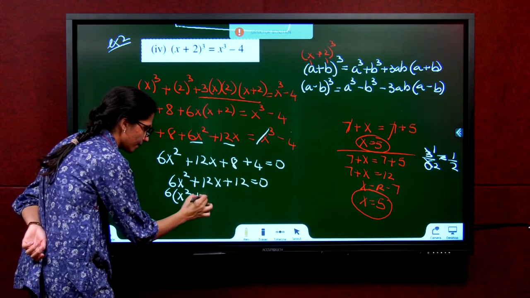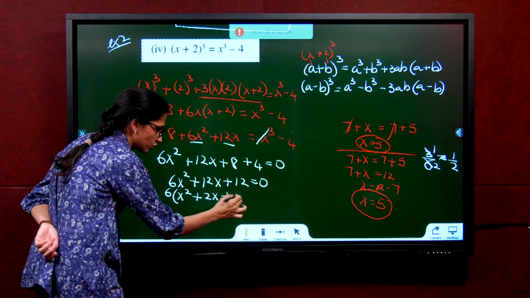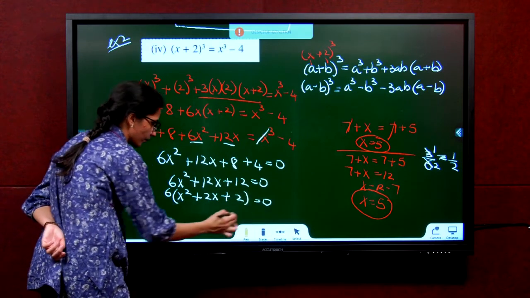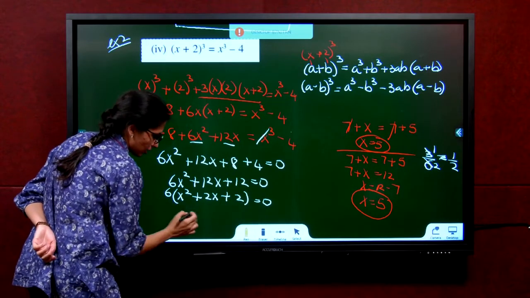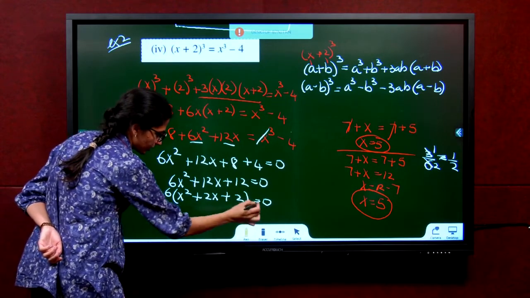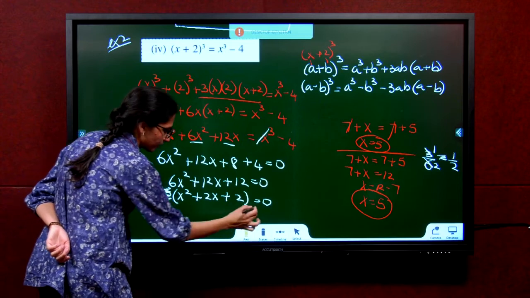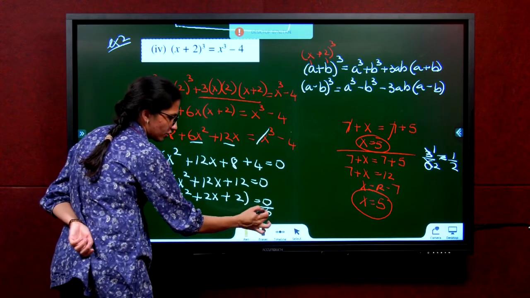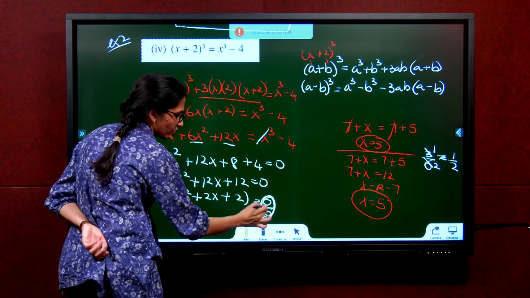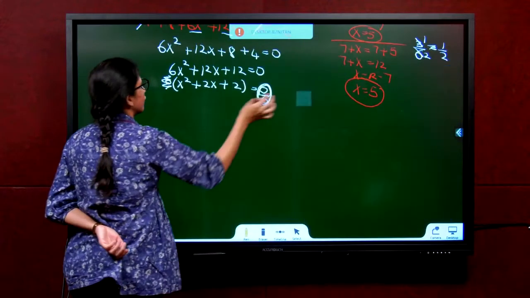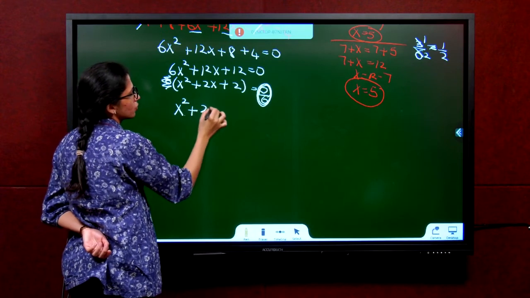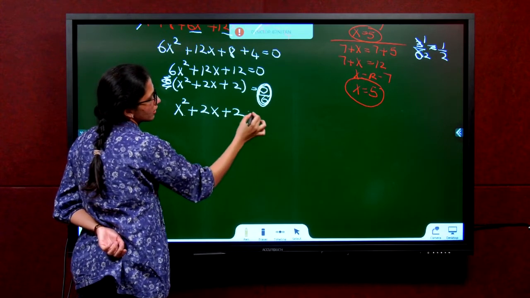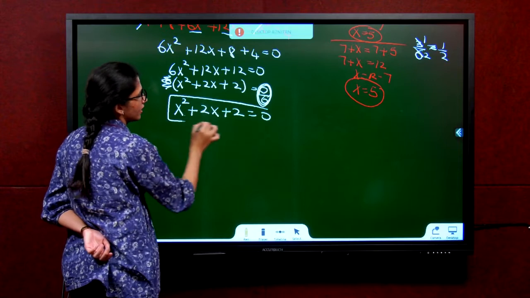X square plus 2x plus 2 is equal to 0. 6 will go that side. So if 6 vanishes and goes that side, what happens? 6 will go from here and come here. 0 by 6, 0 itself. So what can we write? X square plus 2x plus 2 is 0 is my final form.